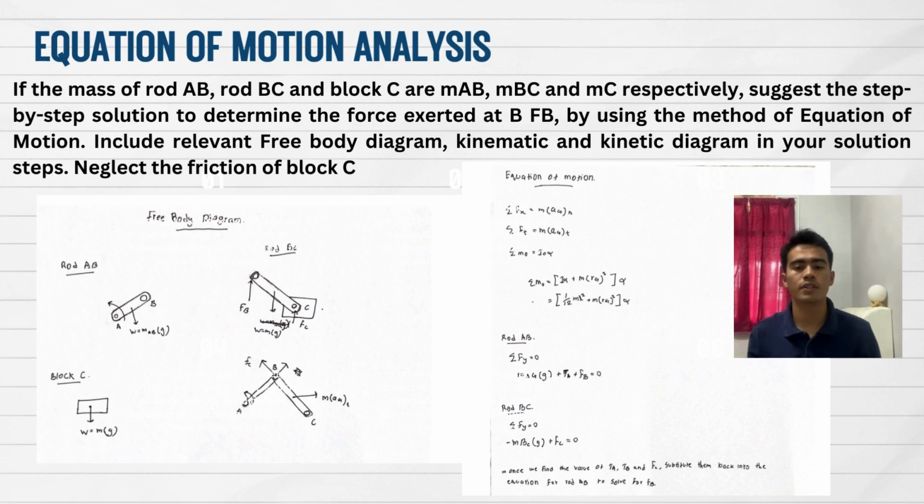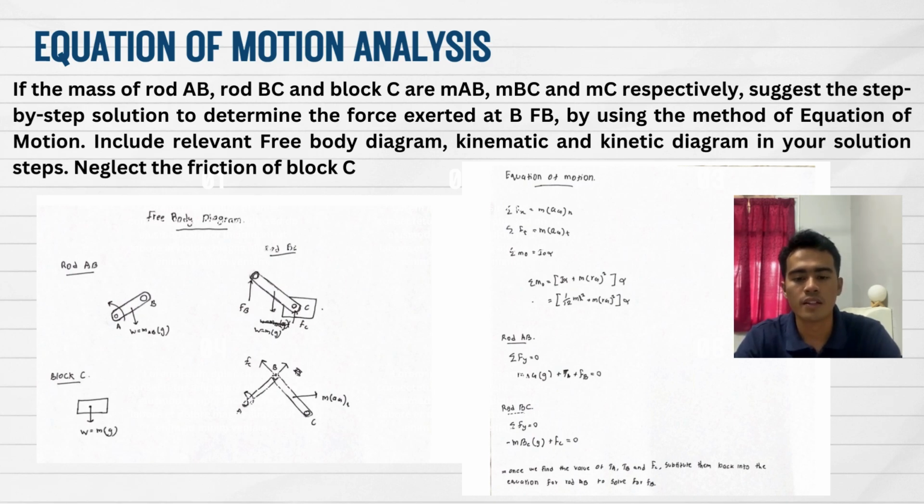Okay, now let me discuss question 3. If the masses of rod AB, rod BC and block C are MAB, MBC and MC respectively, suggest the step-by-step solution to determine the force exerted at B, FB, by using the method of equation of motion. Include relevant free body diagram, kinematic and kinetic diagram in your solution steps. Neglect the friction of block C.